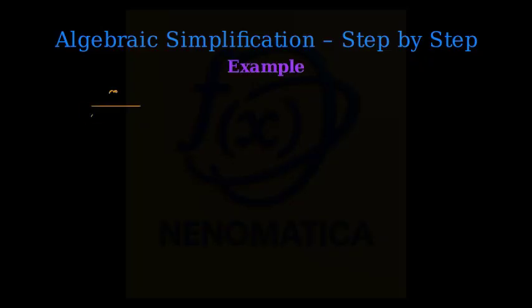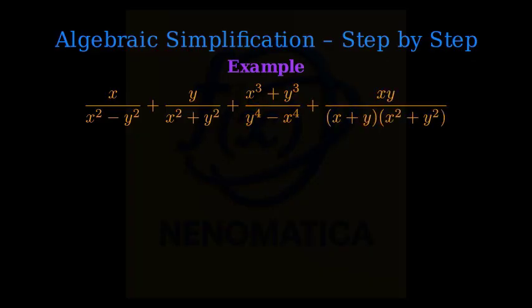In this lesson, we will simplify two algebraic expressions step by step, focusing on smart common denominators, factoring, and clean cancellations. Let's begin with example 1. We will simplify the sum of four rational expressions in x and y. First, observe a key factorization.